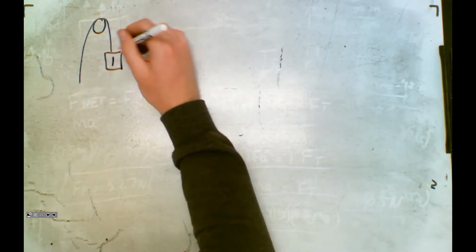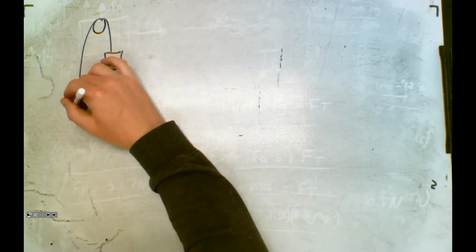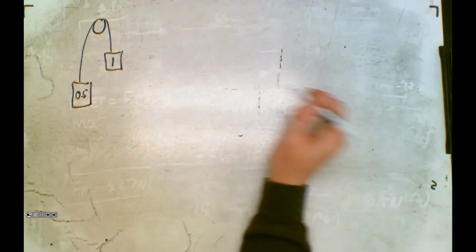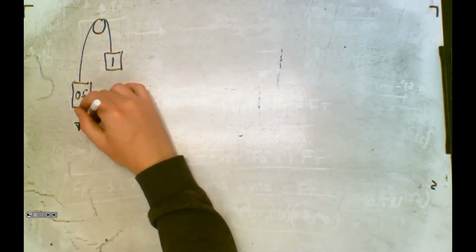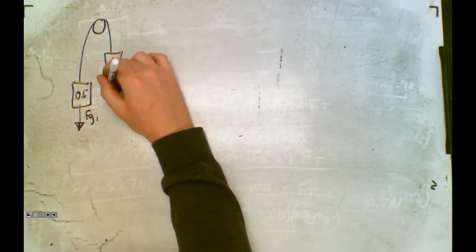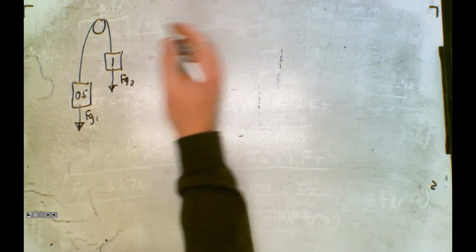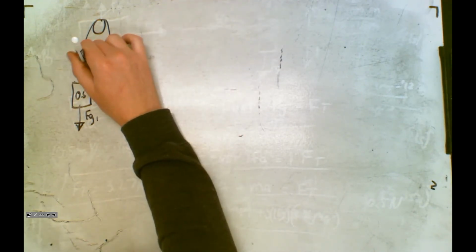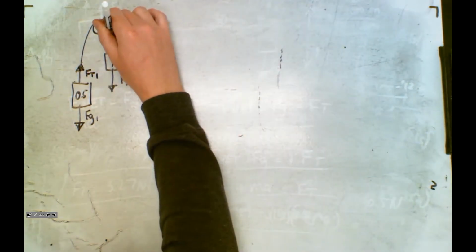We have our 1 kilogram mass, and then we have our 0.5 kilogram mass. We can draw a free body diagram, right? Both of them experience a force of gravity, so we're going to call this Fg1, and this is Fg2. And both experience a force of tension, Ft1, and we'll call it Ft2.